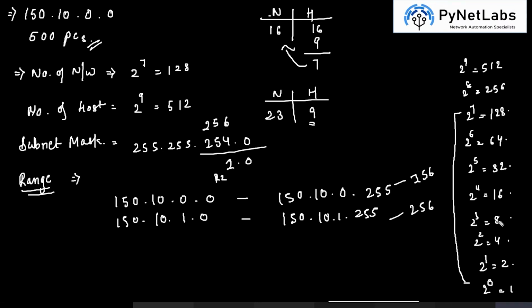So what I did in the last case which we just discussed, I wrote the complete range from 150.10.0.0 to 150.10.1.255, and it's your choice whether you want to calculate this by using this method or the one I shared before, the room thing.